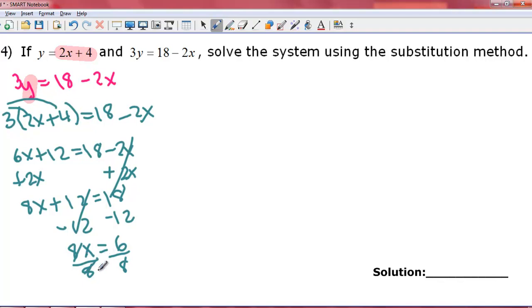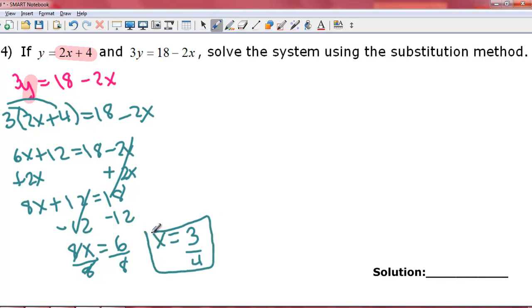Uh-oh. Alright, so that's a fraction. It's not going to be a whole number answer. That's okay. 6/8. I don't think we should leave it like that. What can we divide those both by? They're both even numbers. We can reduce our fraction by dividing both pieces by 2, and we get 3/4.